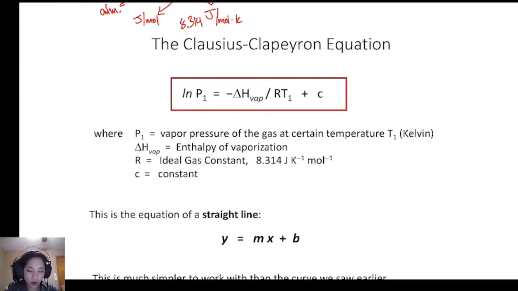Again, I have it again, where P is the vapor pressure of the gas at a certain temperature that is in Kelvin. Delta H of vaporization is our enthalpy of vaporization. R is our ideal gas constant, the 8.314, and then our constant. So if you look at this equation, we have this natural log value equal to negative delta H, which is just a value you look up, over R, which is also just a constant, divided by T, which can change because remember we want to change temperature and see how pressure changes, plus C, a constant.